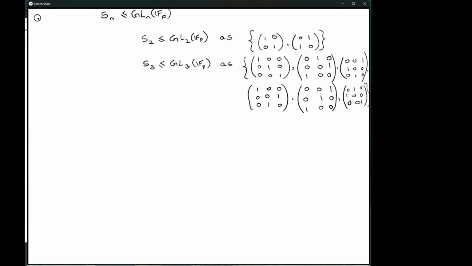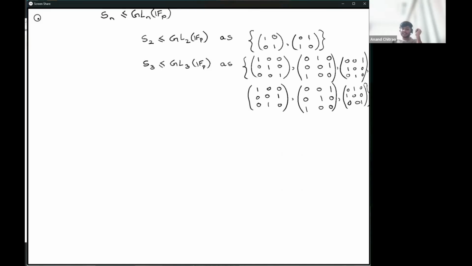Sir, could you please show how you get the other elements after the identity matrix? Let me tell you a proof. These are called permutation matrices, so you can just look those up and see their exact form. But the idea over here is, start with any element of S3. First of all, start with GLn of a field.